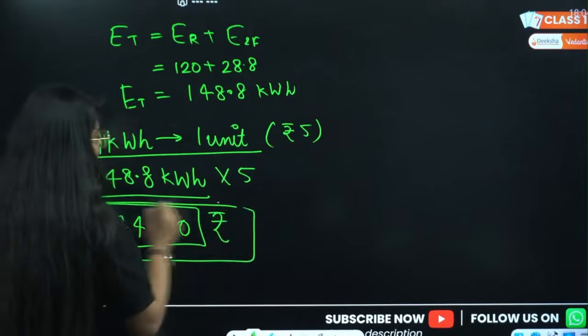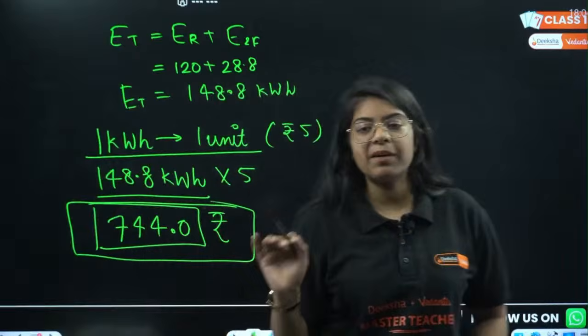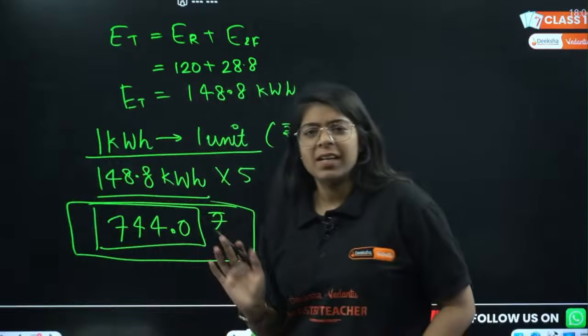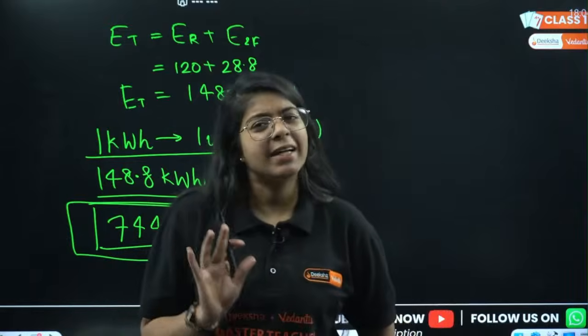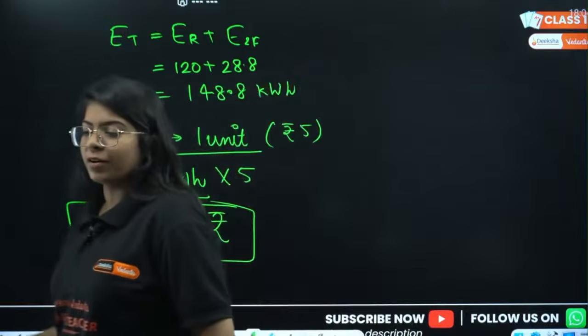Did you understand how I did the calculation? Simple multiplication, just multiply 148.8 with 5. That is an easy calculation, you can do that. I trust you guys that much. Yes, we got the answer 744.